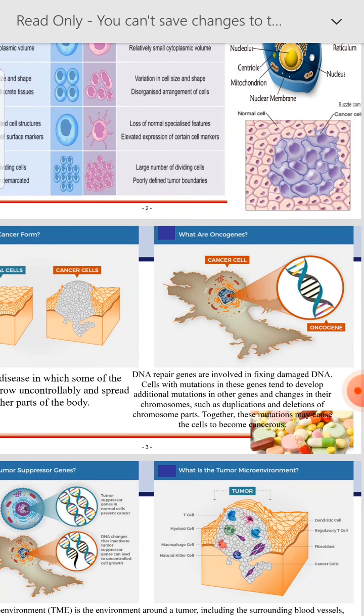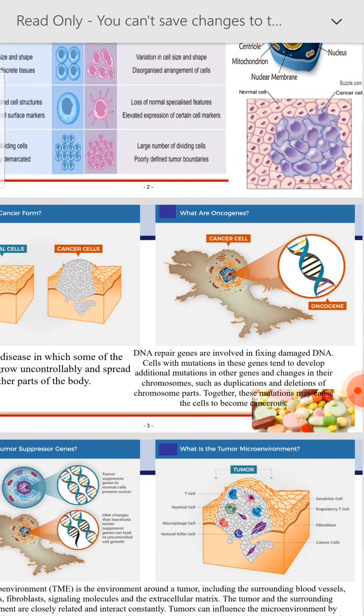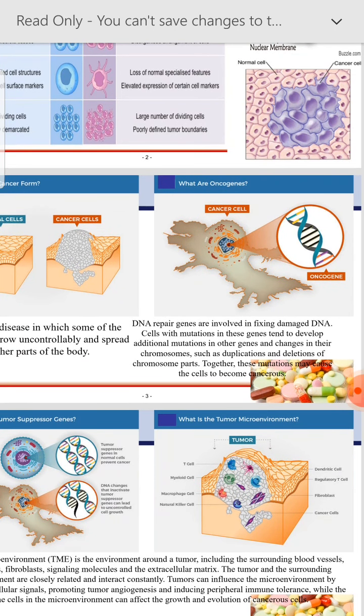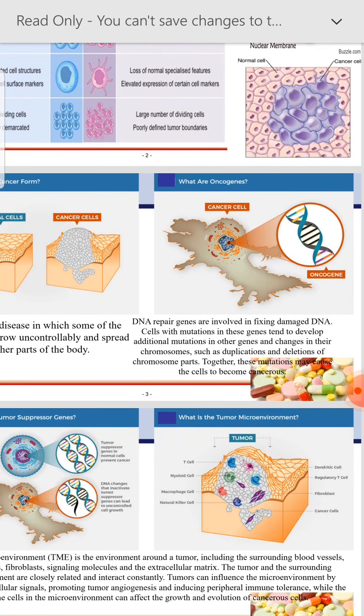DNA repair genes are involved in fixing damaged DNA. Cells with mutations in these genes tend to develop additional mutations in other genes and changes in their chromosomes, such as duplications and deletions of chromosome parts. Together, these mutations may cause the cells to become cancerous.